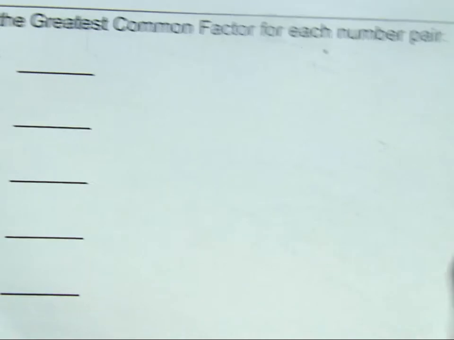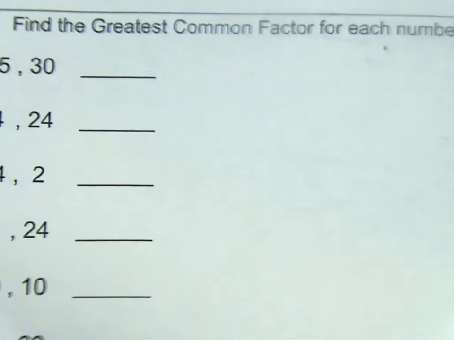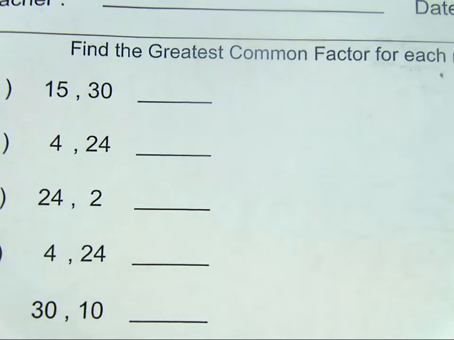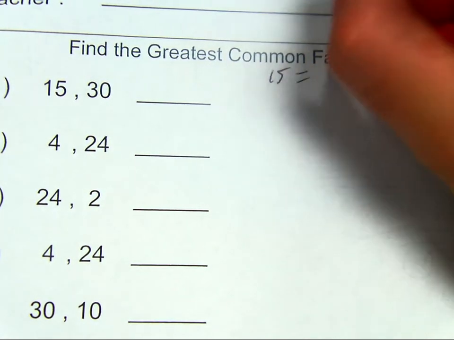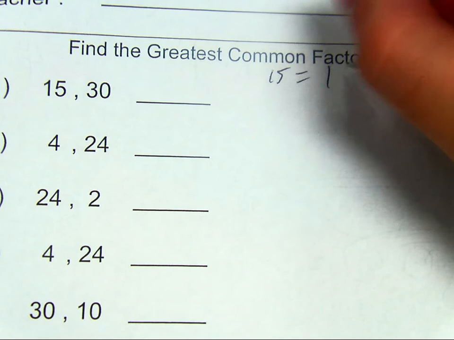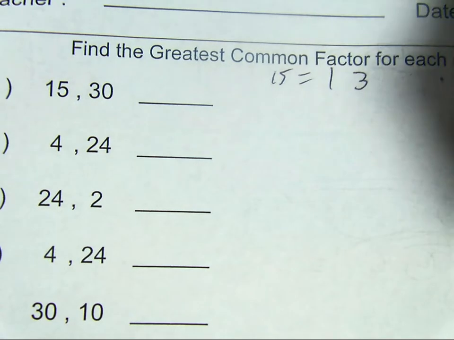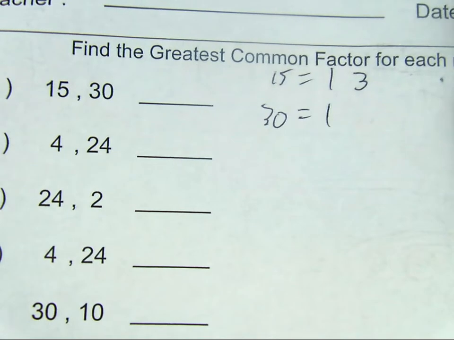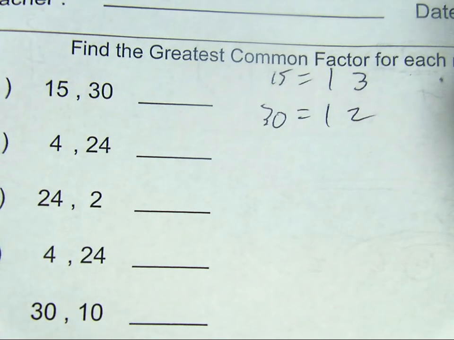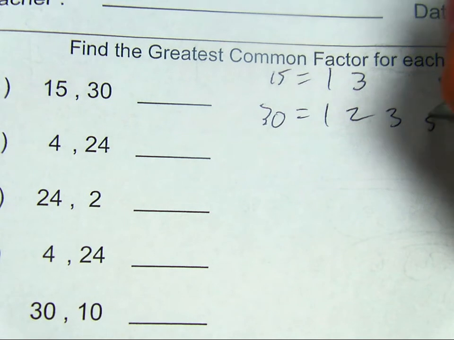On the back is just a kind of shorthand way of doing it rather than me giving you the scaffolding. To find the greatest common factor of 15 and 30, I'll list my factors. 15 equals 1 times 15. 2 doesn't work. 3 times 5 works. 4 doesn't work. So those are my factors. For 30, I have 1 times 30, 2 times 15, 3 times 10, and 5 times 6.